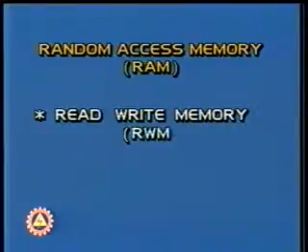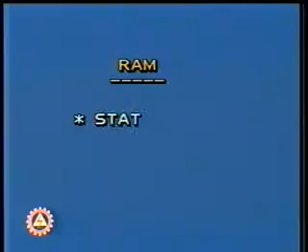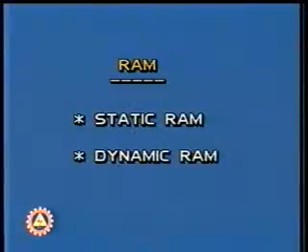You already know there are 2 types of RAM: read-write memory RWM and read-only memory ROM. However, commonly the abbreviation RAM is used for read-write types of random access memory. RAM may be classified as static RAM and dynamic RAM. Static RAM is a read-write memory in which data are stored in flip-flop storage elements.